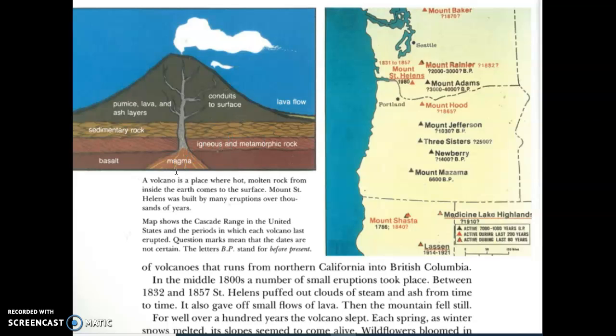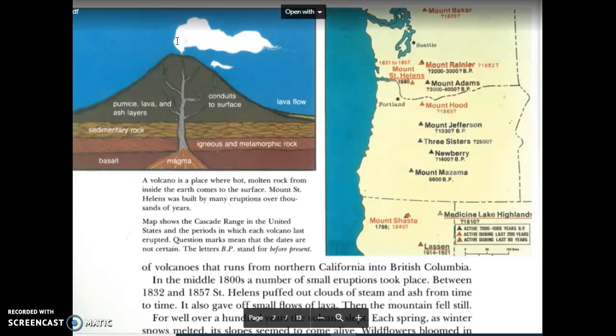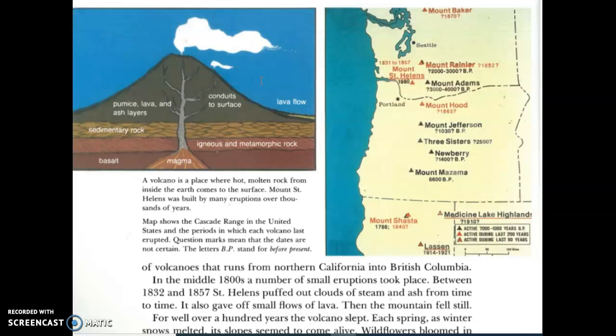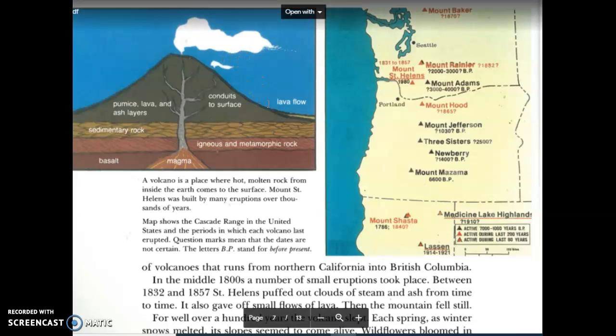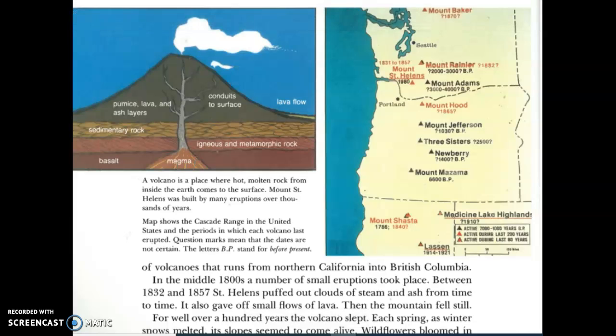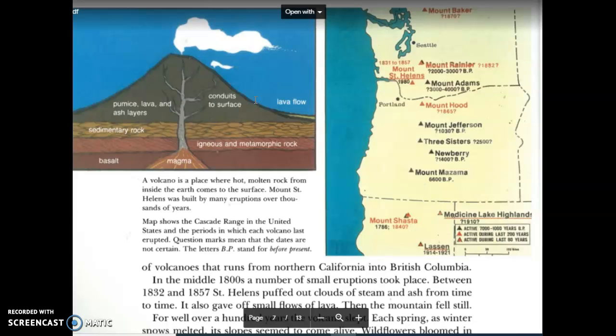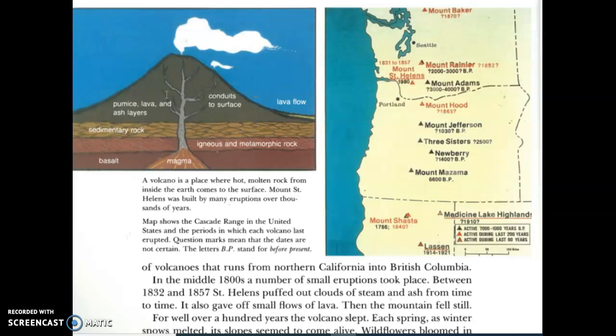Then we have lava, so when magma comes up here, and then once it comes outside the volcano as melted rock, you would call it lava. So lava started off as magma. Magma is what it is when it's inside. When it comes out, we call it lava. And then we know that this is erupting, so a sudden outbreak of something.